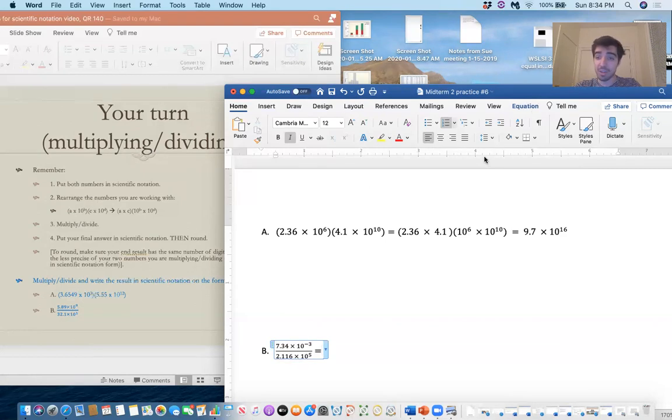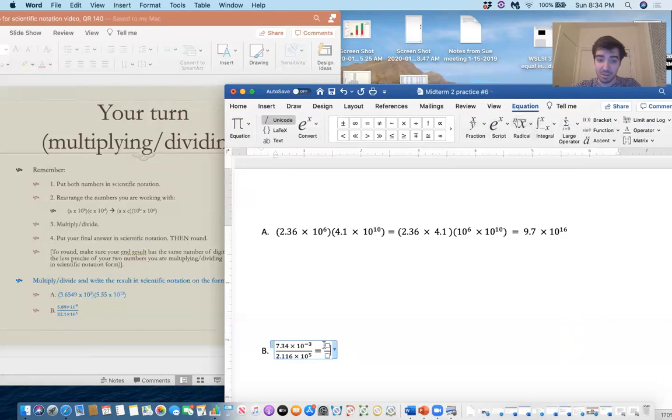So let me insert a fraction. We'll go 7.34 on top, 2.116 on bottom, and then times another fraction, 10 to the -3 on top, 10 to the 5th on bottom. Again, this is all legal because multiplication and division are going to be commutative. We can rearrange these however we like. Okay? Now, we just have to perform these operations separately.